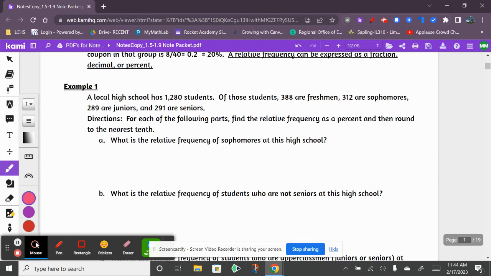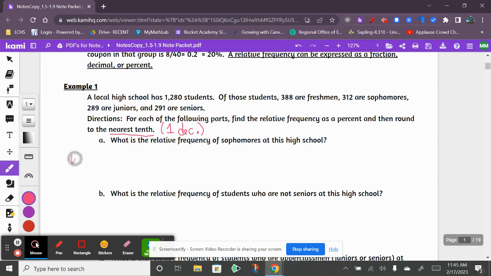For example 1, it says a local high school has 1,280 students. Of these students, 388 are freshmen, 312 are sophomores, 289 are juniors, and 291 are seniors. For the directions, for each of the following parts, find the relative frequency as a percent and then round it to the nearest tenth. If it says the nearest tenth, that is going to be to 1 decimal place. So for part A, it says, what is the relative frequency of sophomores at this high school?